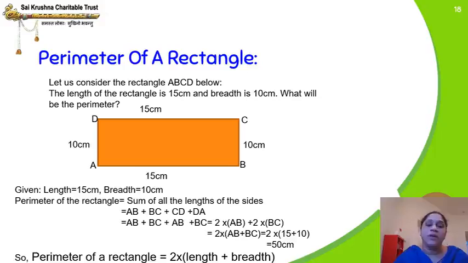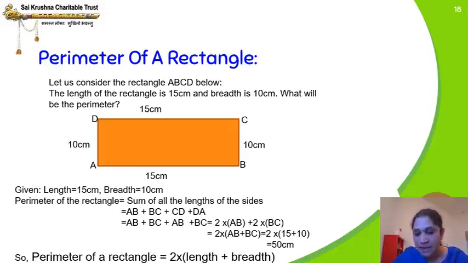So here what is given? The given is length is 15 centimeters, breadth is 10 centimeters. So perimeter of the rectangle, as we have seen before, is the sum of all the lengths of the sides. So here we have AB plus BC plus CD plus DA.